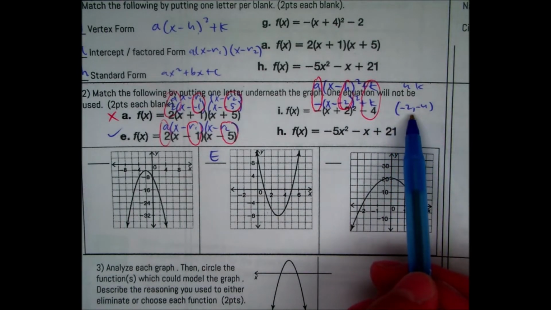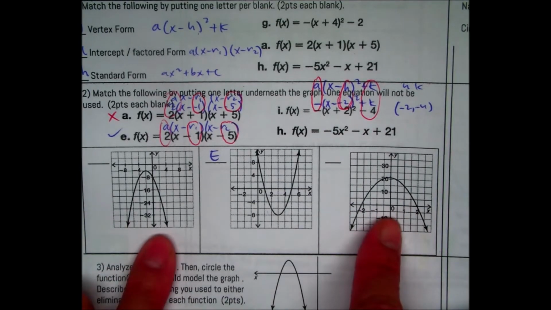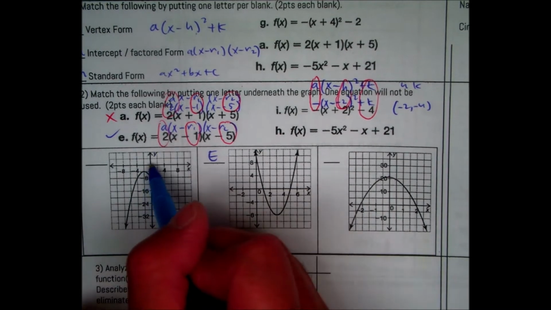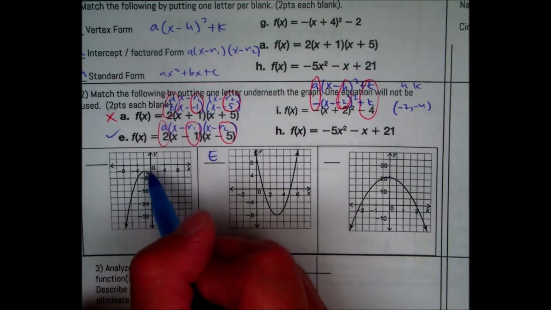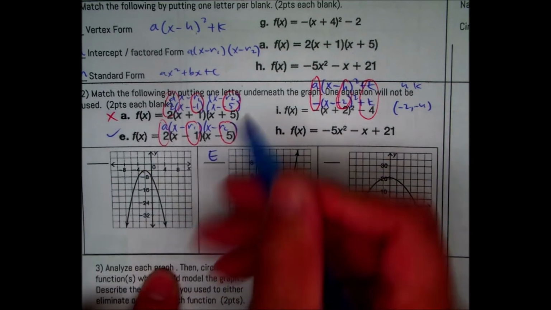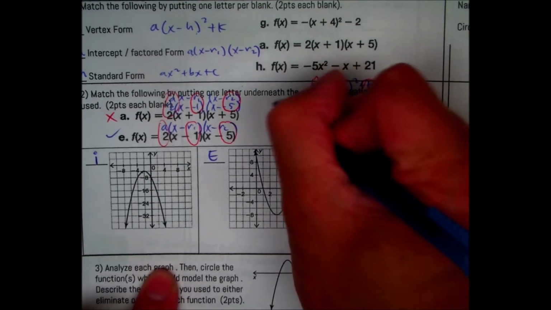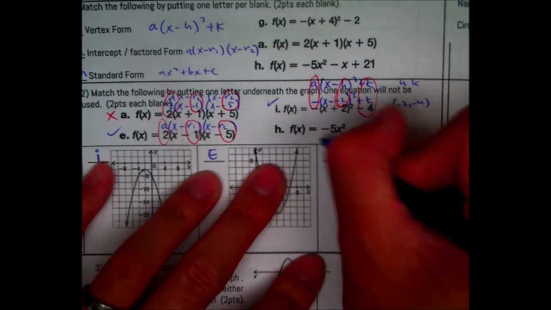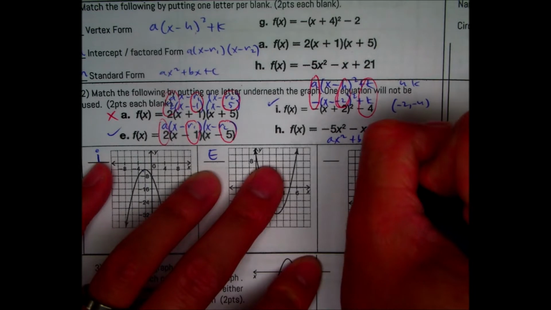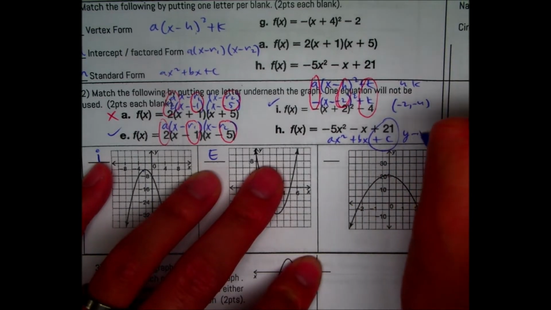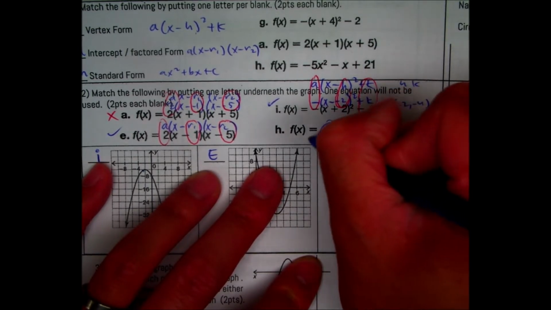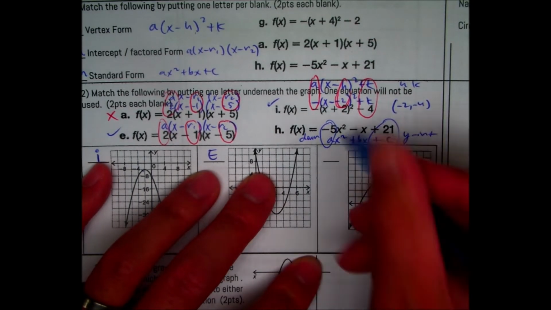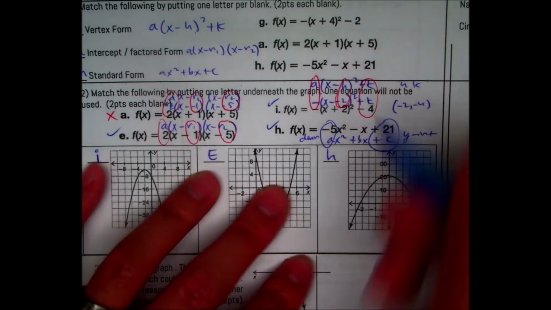Now, if you pay attention, the only graphs that open down are these two. And this point is not at negative 2, negative 4, and this one is. Pay attention, this one's counting by 2's, and this one's counting by 4's. So this would be I. So again, write the letters and then you can see. This one is ax squared plus bx plus c. So this is my y-intercept, and my a value means it's opening down. There's 21 as my y-intercept, opening down. So this would be letter H.